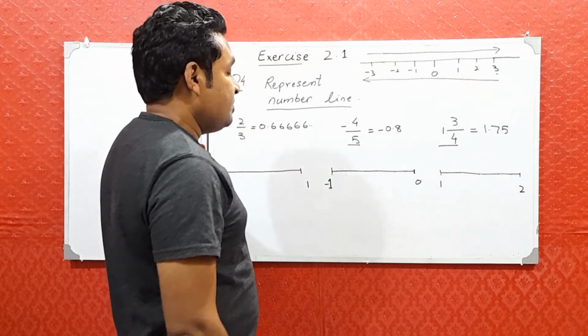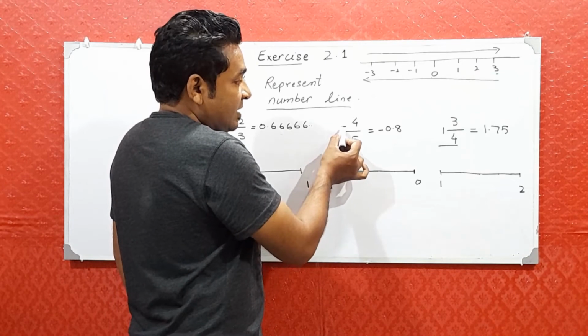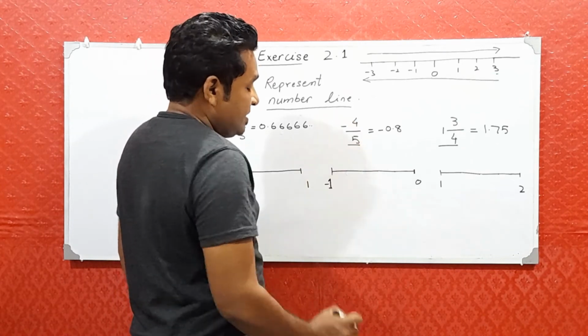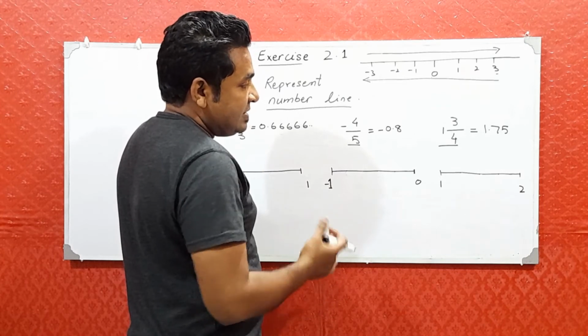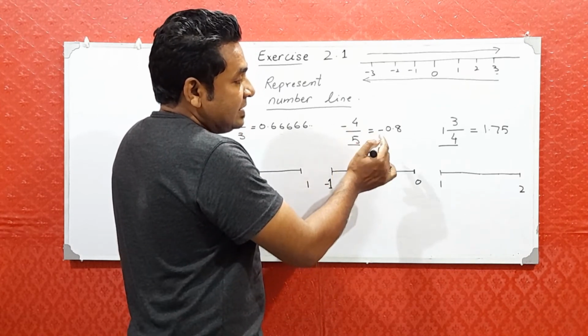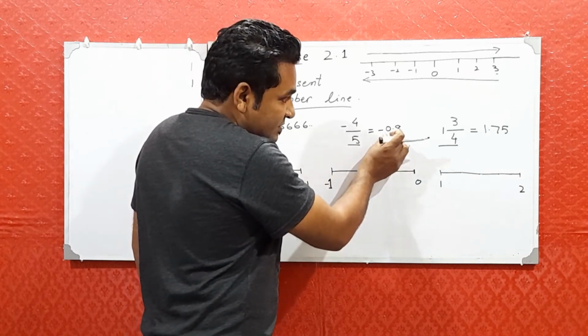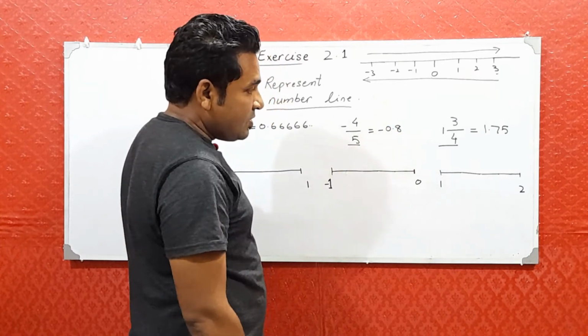Okay, so now we have this number -4/8, 4/5. I have converted it for my ease into a decimal number, and this is 0.8 in value.